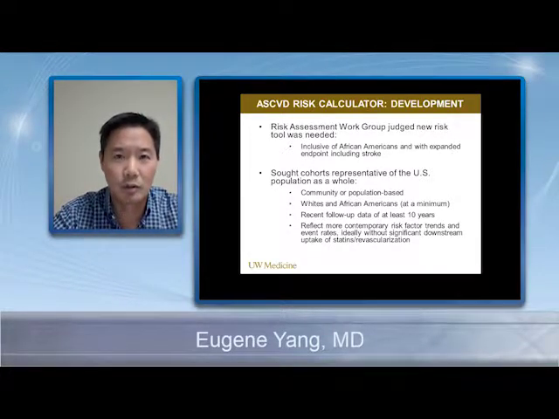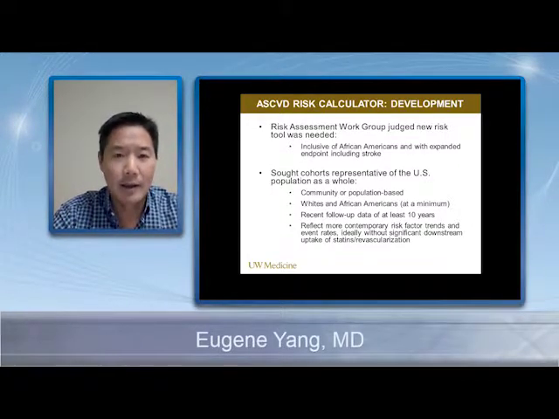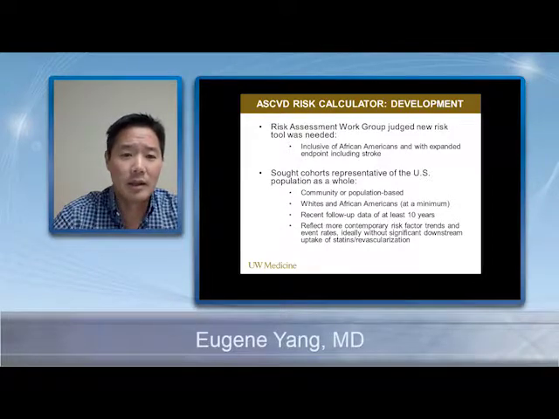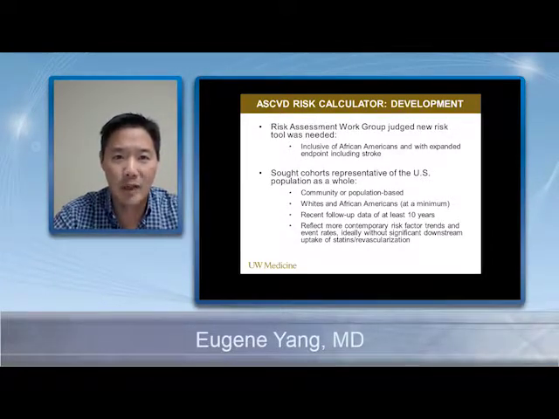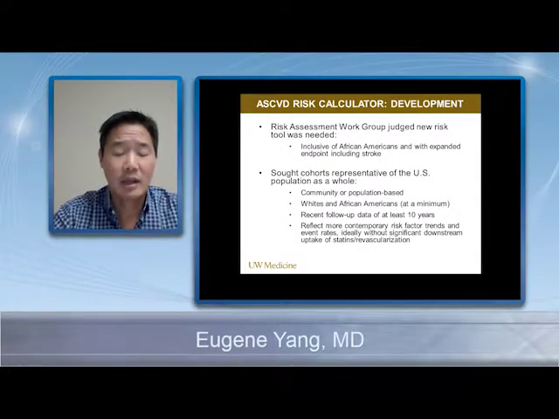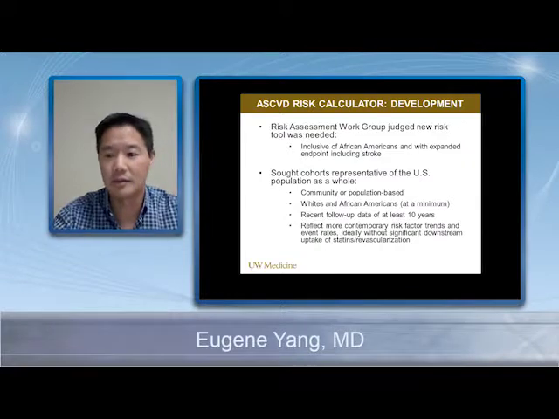The previous risk calculator tool was the Framingham risk calculator, which was a primarily white population. And secondly, there was a concern that they needed to add the additional endpoint of stroke, which was not used in the original risk calculator. Additionally, you can see that some of the other requirements for the model that was created was to have community or population-based cohorts, to include whites and African Americans at a minimum, long-term follow-up of at least 10 years, and to also look at more contemporary risk factor trends and event rates, since those event rates have gone down over the years with improvements in our treatment of patients with atherosclerotic cardiovascular disease.